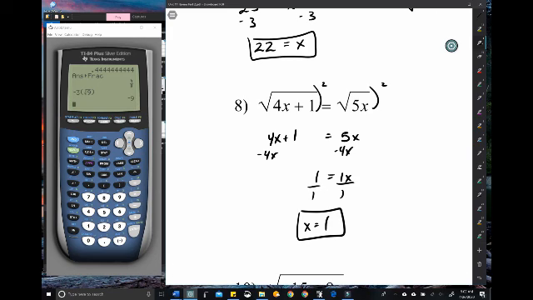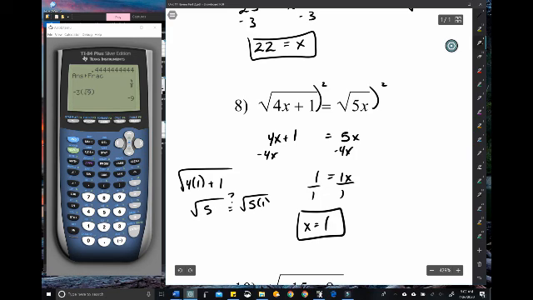Good idea to check. So 4 times 1 plus 1 is the square root of 5. Is that equal to the square root of 5 times 1? Certainly it is. So it checks out.